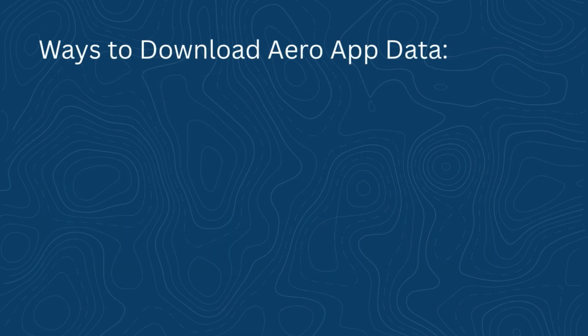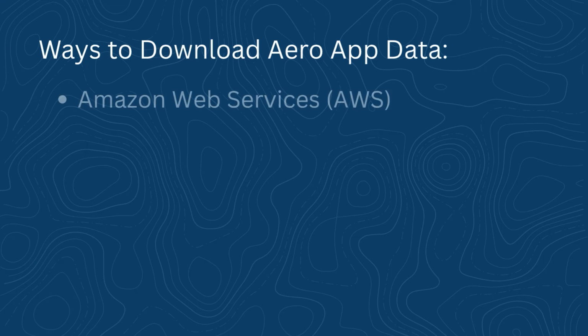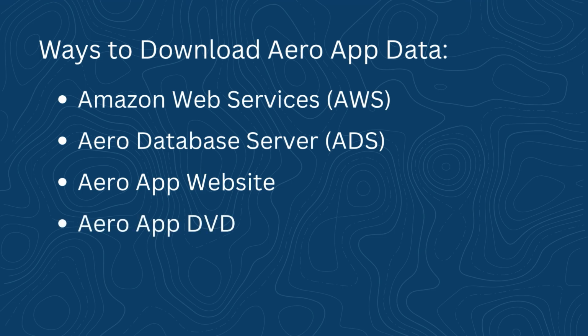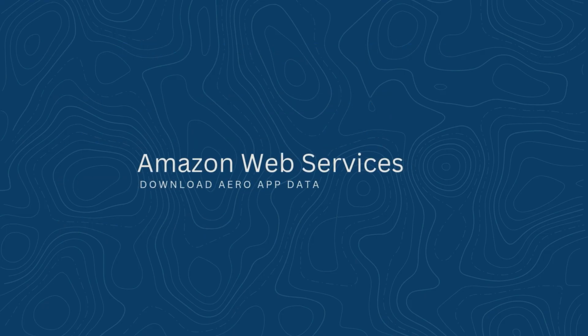There are several ways to obtain data in Aero App. You can download data directly from the cloud through Amazon Web Services, using ADS, which downloads data from a local server, or visiting the Aero App website for direct downloads to your device. You can also use the Aero App DVD to sideload data directly onto your device. We'll begin by downloading data directly in Aero App using Amazon Web Services.